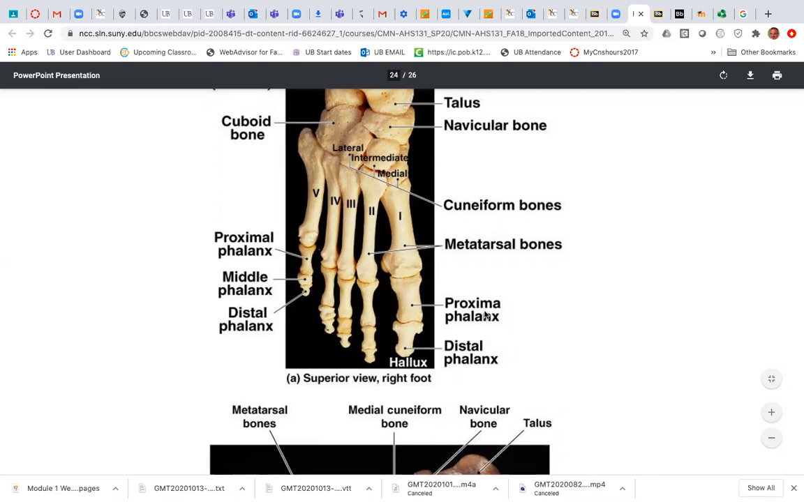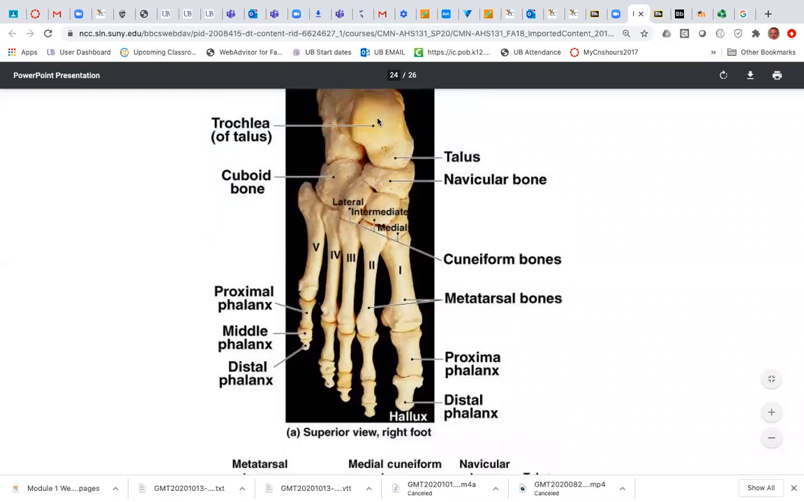There's only a proximal. This is a little typo here. It should say, there should be an L at the end. It should say proximal. So there's a proximal phalange or phalanx and a distal phalanx. Same as the pollicis of the hand or the thumb.